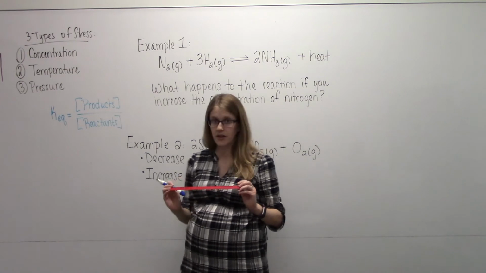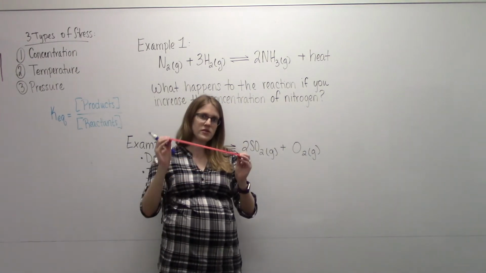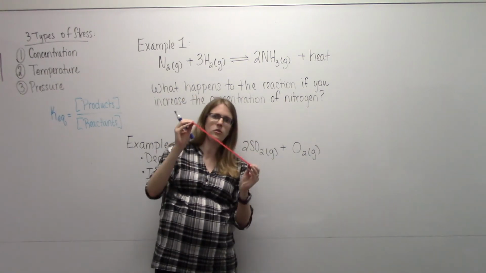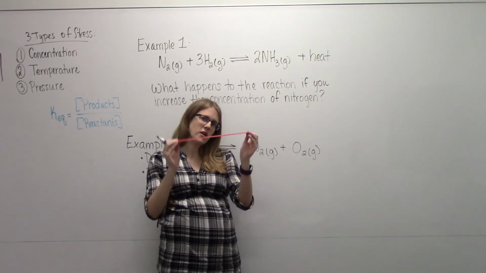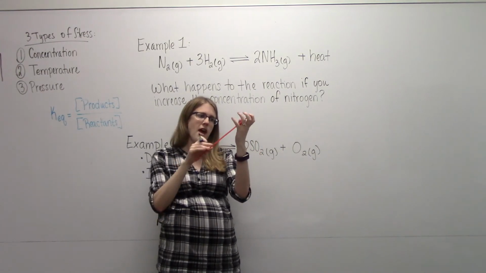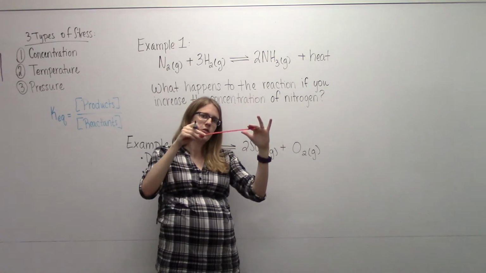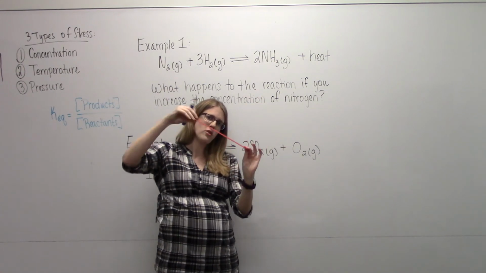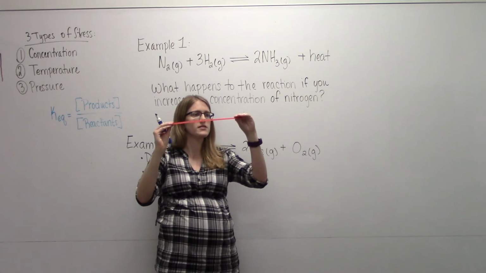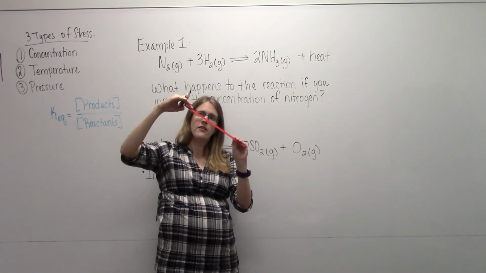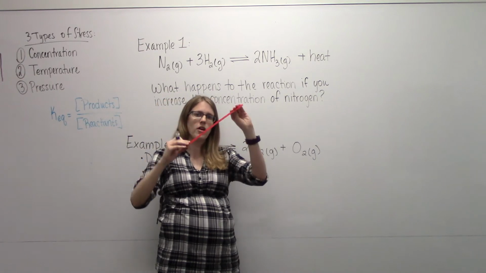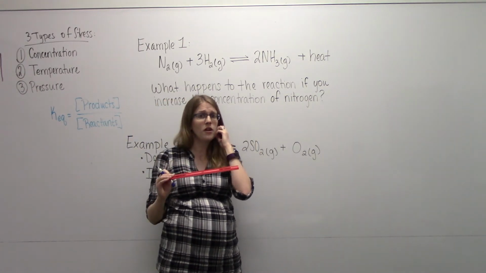Now, I've got a ruler here because I'm going to use kind of like a scale or a balance system, or you could think of it as a teeter-totter or a seesaw. The heavier something is, the further down it goes. So if we add more product, it's going to move this way, and that means this side's lighter. So keep that in mind. I'm going to be using a ruler.